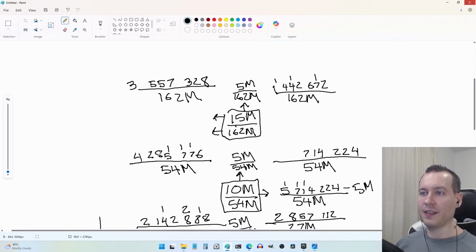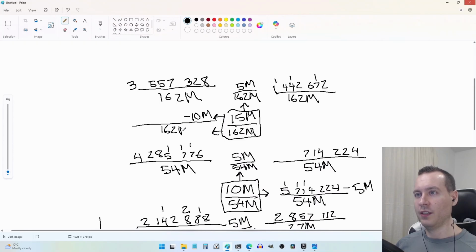So now let's get the denominator to match up, so we can subtract 10 million. The denominator will be 162 million. So to get this numerator to be over 162, we'll multiply it by 3. So 6 times 3 is 18.